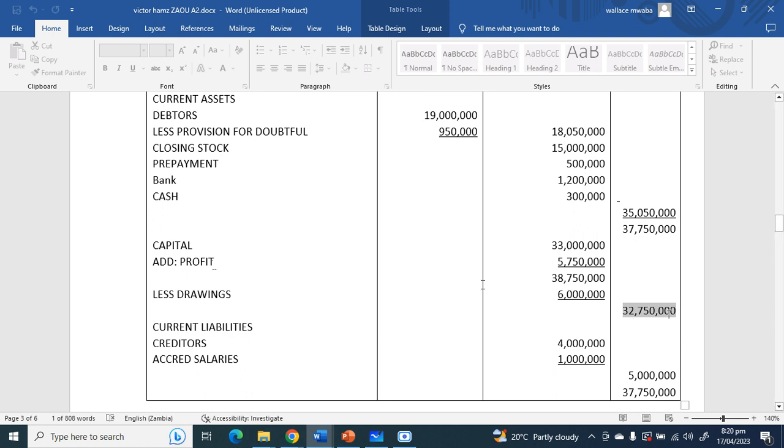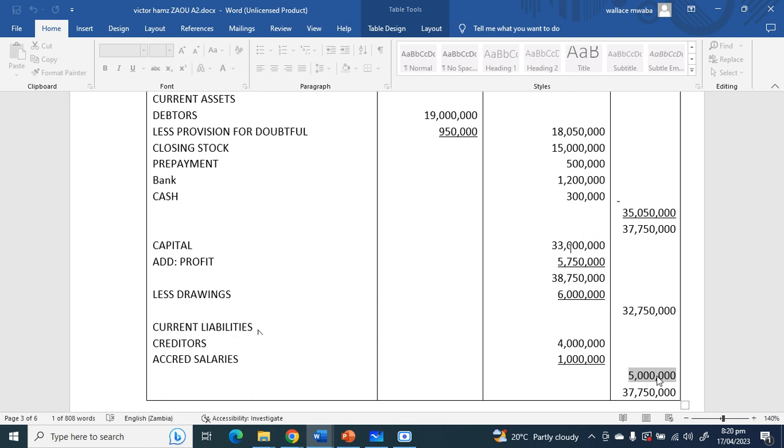After you tabulate your capital, you list out your current liabilities. This is what we owe and must pay within a year. We've got our creditors, the people we owe, 4 million. We also have accrued salaries. If you remember earlier in the question, we had that accrual of salaries, 1 million, which we added to the salaries expense. That same 1 million accrual, we include as a current liability. So 4 million plus 1 million is 5 million. These are our total liabilities.